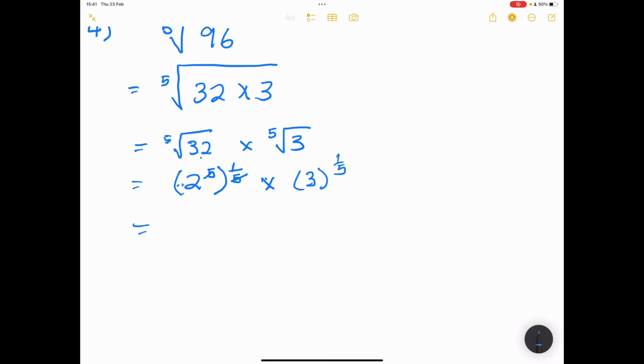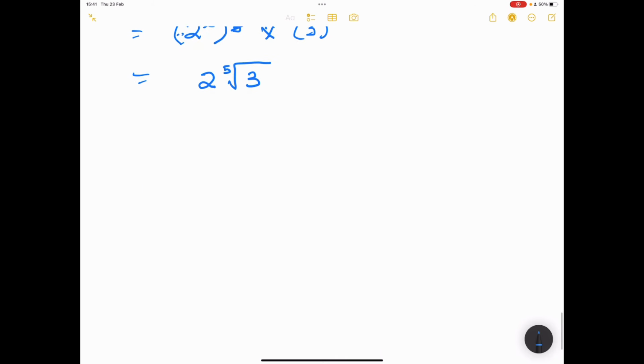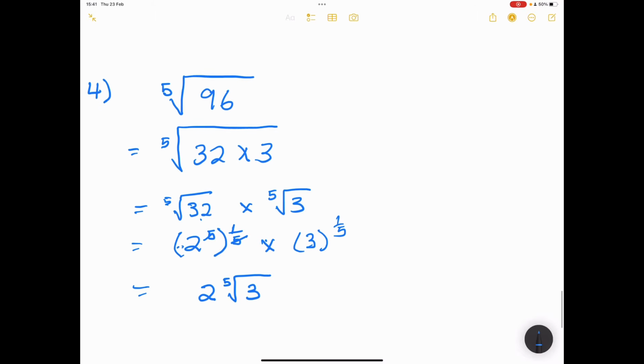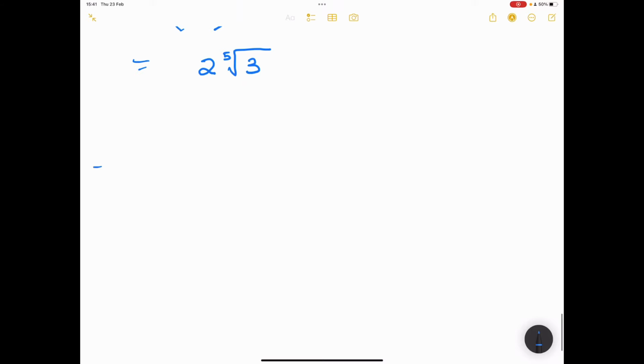That cancels with that. So in this case, I've got 2, right? Or I can write this as 2 multiplied by the 5th root of 3. That's the simplest way in which I can represent this. Okay, let's take the next one. So we did number 4 there.